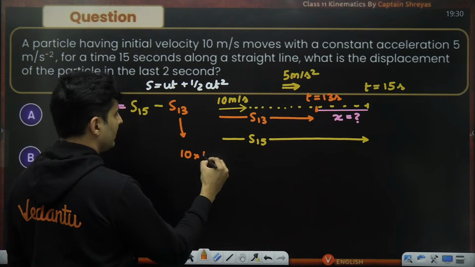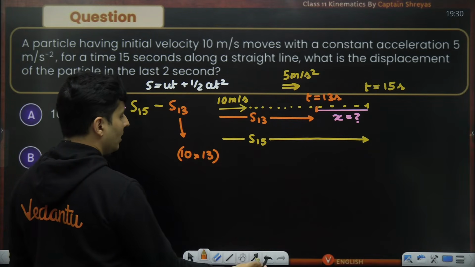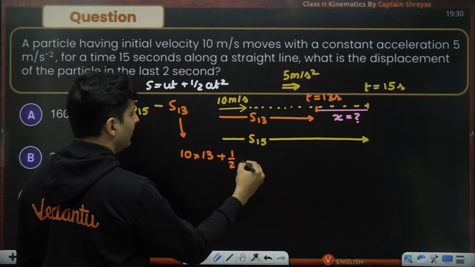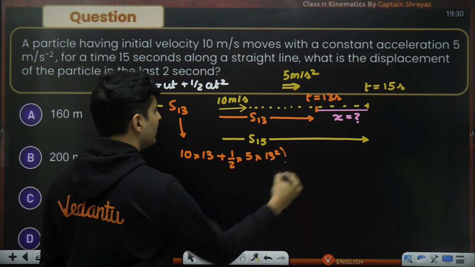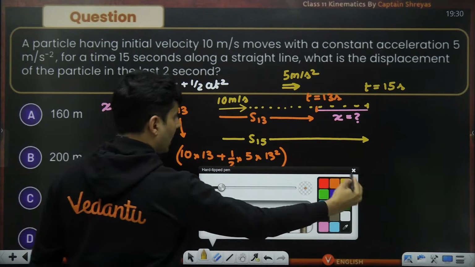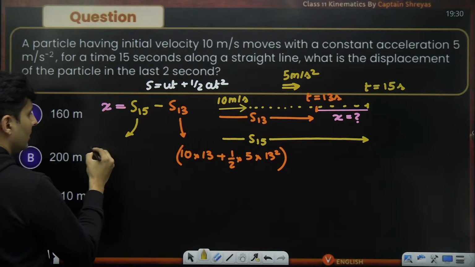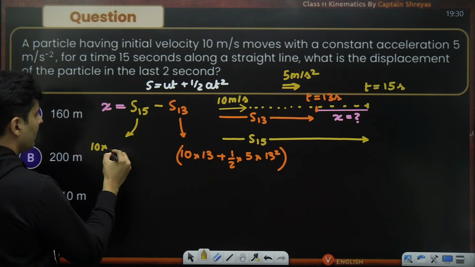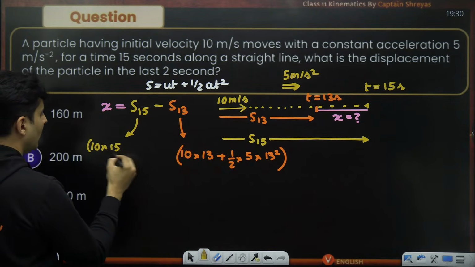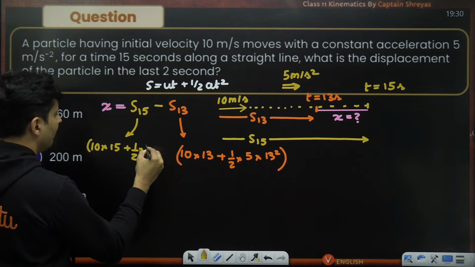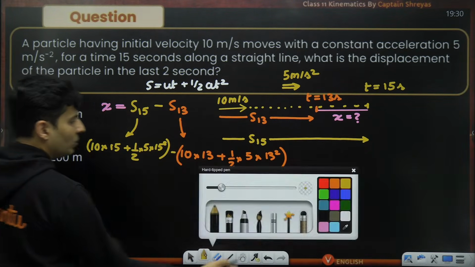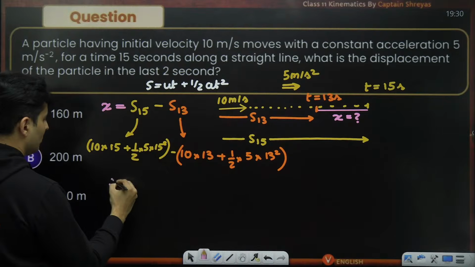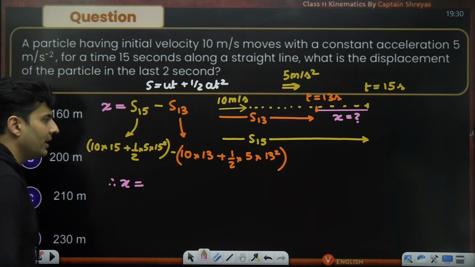Time is 13. Okay. Time is 13 plus half into acceleration is 5 and time square, which is basically 13 square. So that is this. And then what is this going to be? U is 10, time is 15, okay, plus half into 5 into t. T is basically 15 square. So subtract the two, you are going to get the answer. So solving this, you are going to definitely get the answer.